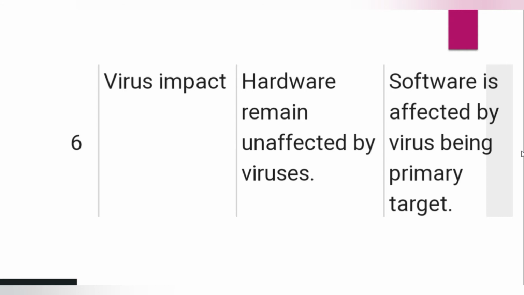Now what about software? Software is affected by a virus, being the primary target. Now let me tell you what a primary target is. Primary target means the first one that comes in the way, right? The first target which comes on the way.